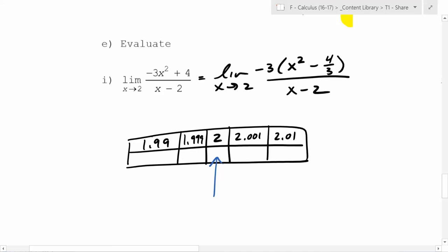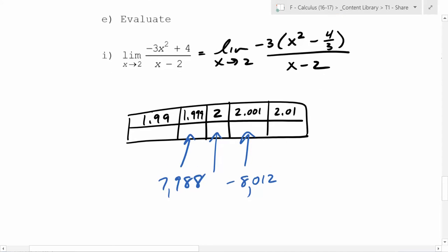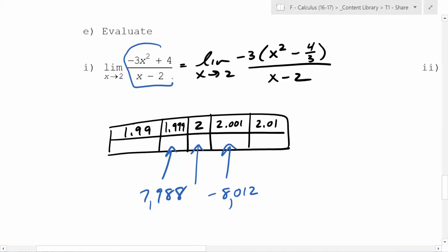What do you think it's going to be? No one has it? Lindsay, what did you get? I got really weird numbers. Good. What did you get on 2.001, immediately to the right? Negative 8,012. What did you get immediately to the left? 7,988. Okay, so if I asked you to graph this function, what could you tell me happens at x equals 2?